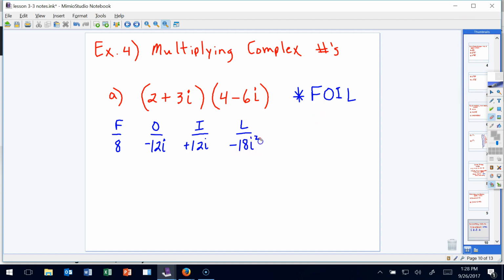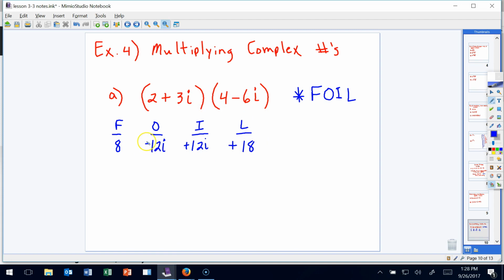Remember, i squared is negative 1, and so in place of i squared, I'm just going to literally put negative 1. And now when you multiply negative 18 times negative 1, it becomes plus 18. So I just wanted to show you that, negative 18 times negative 1. And now, since you understand it, hopefully, we can just make this plus 18. So remember, anytime you have i squared in your expression, you need to replace it with negative 1.